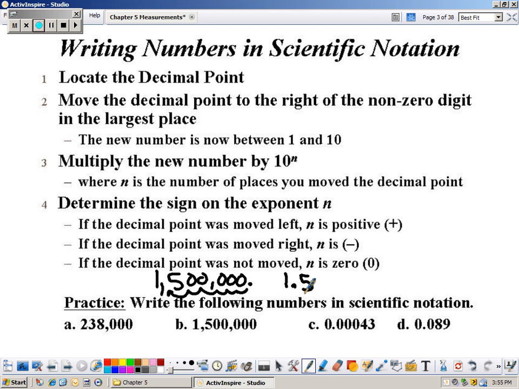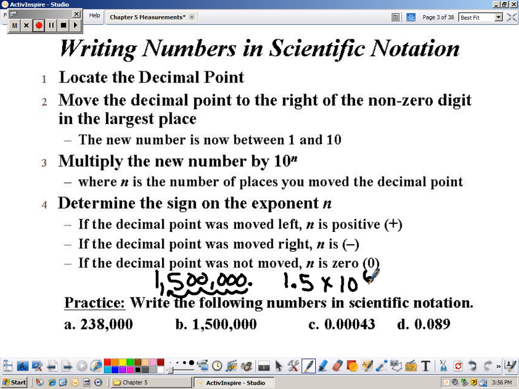Now to figure out the power of 10. So you're going to multiply it by 10, and your power is n for now. We moved that decimal 6 places to the left. So because we moved it 6 places, that n is a 6. And because we moved it to the left, that n is positive, so it's a positive 6. So that's it. We're done. 1.5 times 10 to the 6th power. So those two, A and B, were big numbers that we converted to scientific notation. Large numbers usually will have a positive exponent.